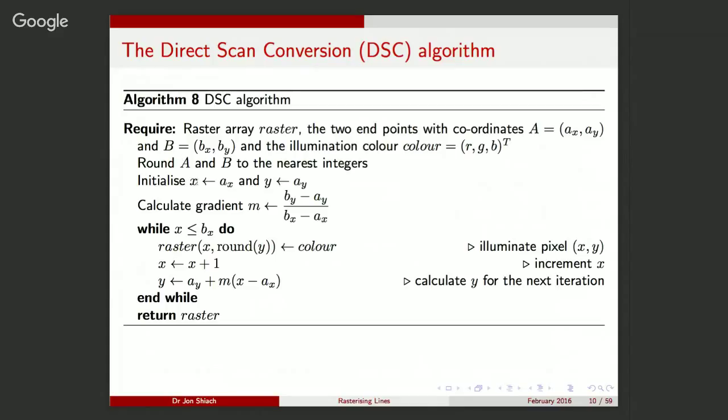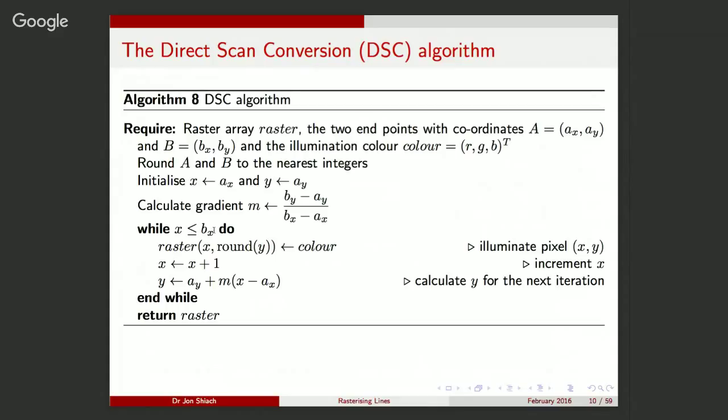You start off with X and Y being at point A, and then you calculate the gradient. And what we do is, if X is our driving axis, we loop along X until we get to BX. So that's starting at AX, and we keep going until our X coordinate is the same as BX. And at that point, we would have finished.